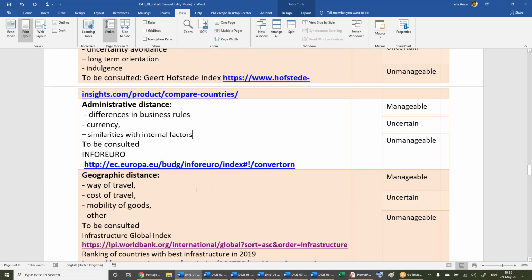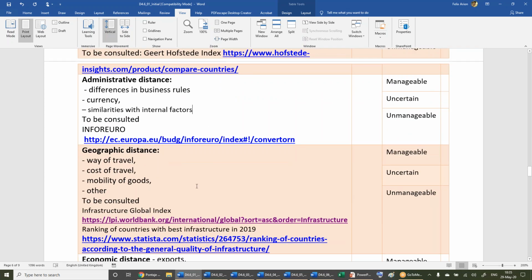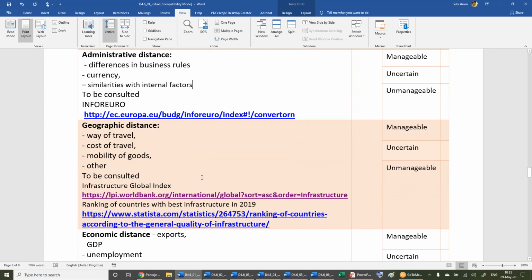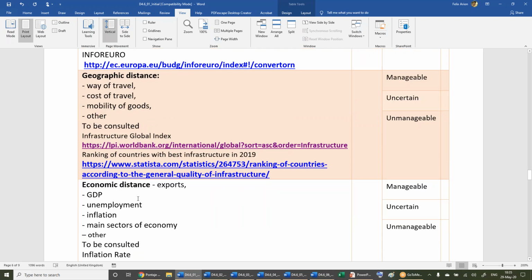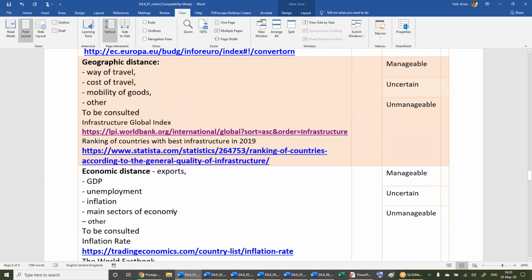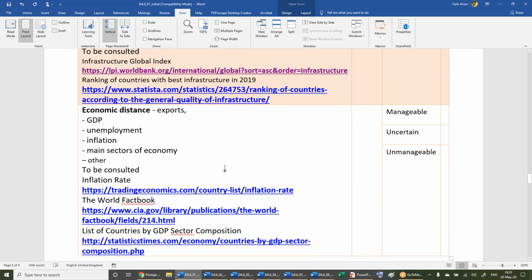Then it's administrative and geographical distance, which is the physical distance, but not only physical distance, but also how is the possibility to travel or to export your business to other countries, and economic distance, just to have an idea if that could help you or not.